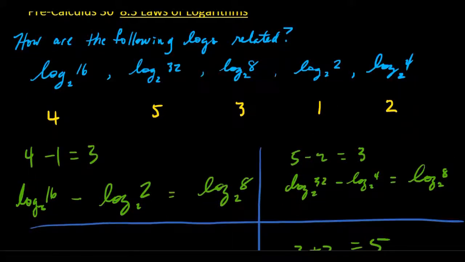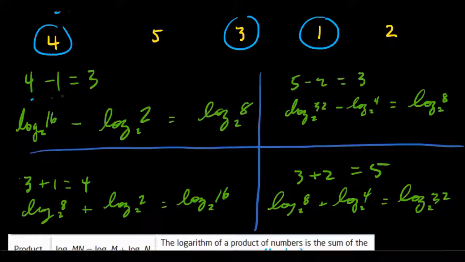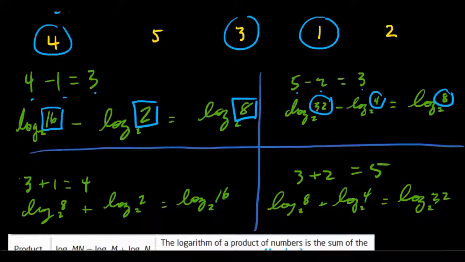Now, they noticed that there were some similarities here. There were some connections between these numbers. And 4 minus 1 is 3. So if we look at this 4, this 1, and this 3, and we write those numbers as their logarithms, we see something interesting. This logarithm is of 16, this one is of 2, and the answer is of 8. A little connection there. This one over here, if we take the logarithms of these numbers above, we get log of 32 minus log of 4 equals log of 8. 32, 4, 8. How are they related?